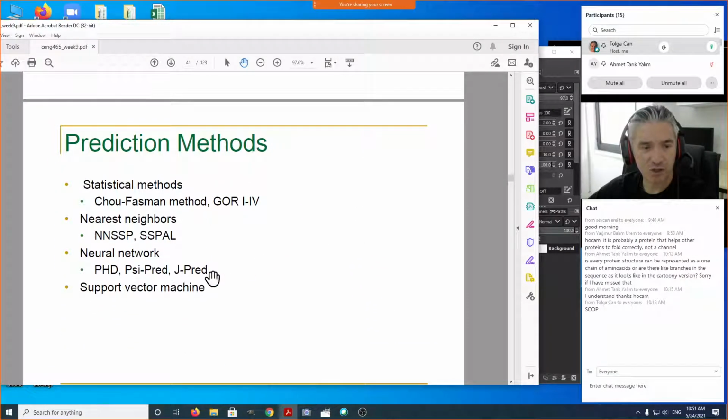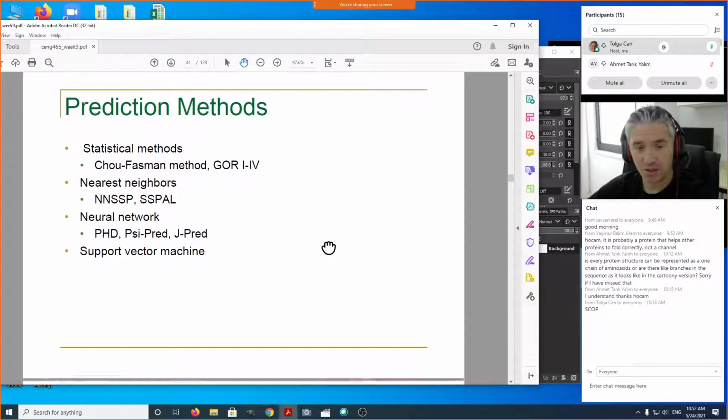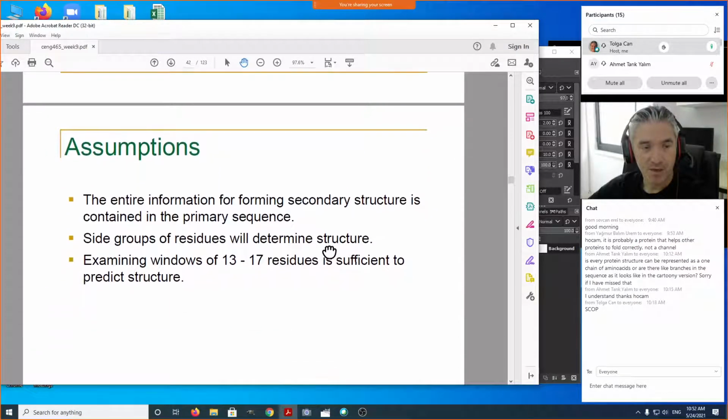There are SciPred and JPred, which use neural networks. There are nearest neighbor based methods. So there are many heuristics, many different machine learning algorithms, some statistical methods. There's GOR 1 to 4, or some machine learning methods are used to predict the secondary structure. I'm not going to go into details.